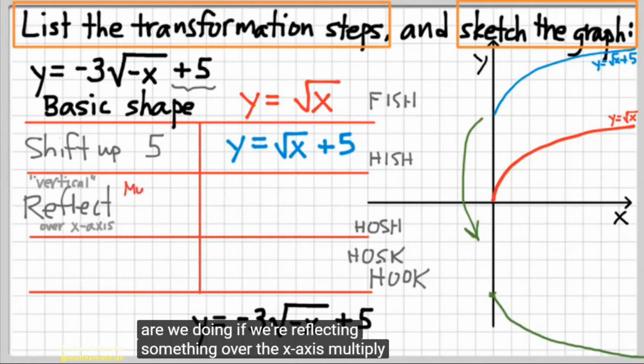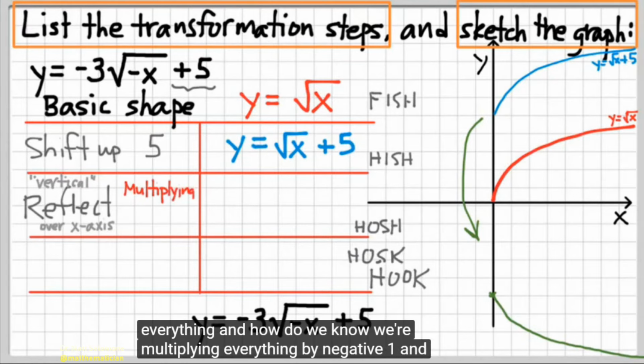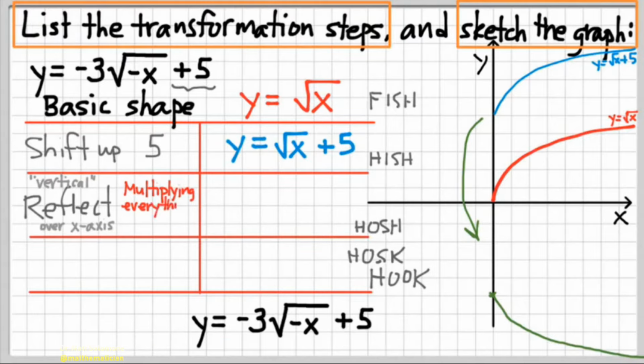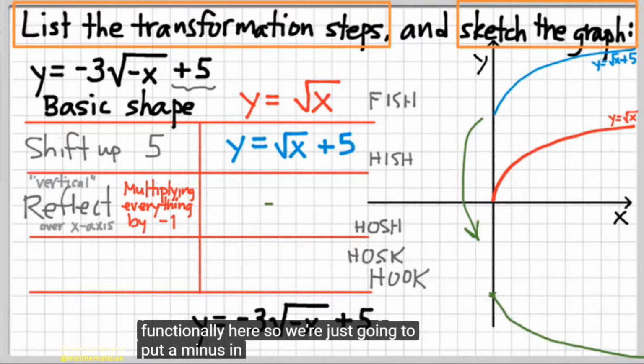Yeah. Multiply everything. How do we know we're multiplying everything by -1, and not just, say, multiplying the x? Yeah, that's what we're doing functionally here. So we're just going to put a minus in front of the entire right-hand side here. So I have the square root of x plus 5.